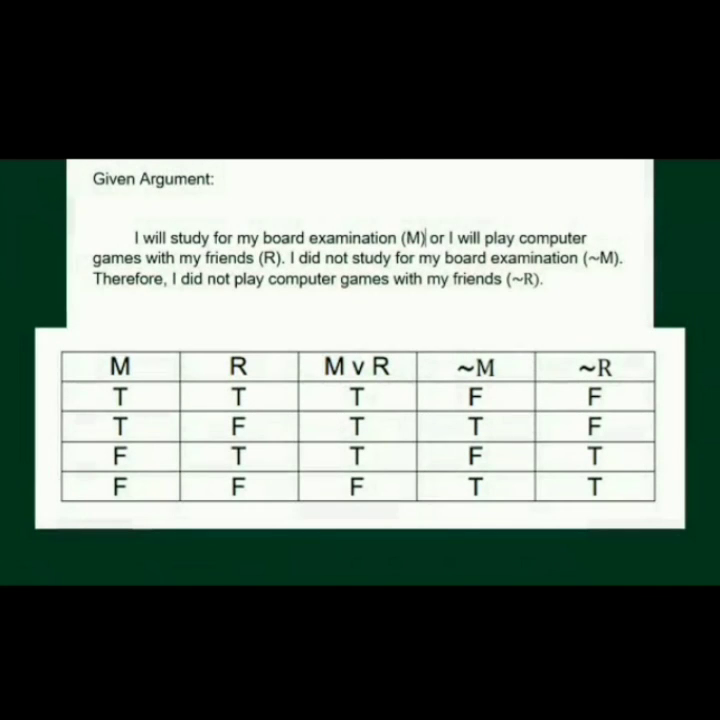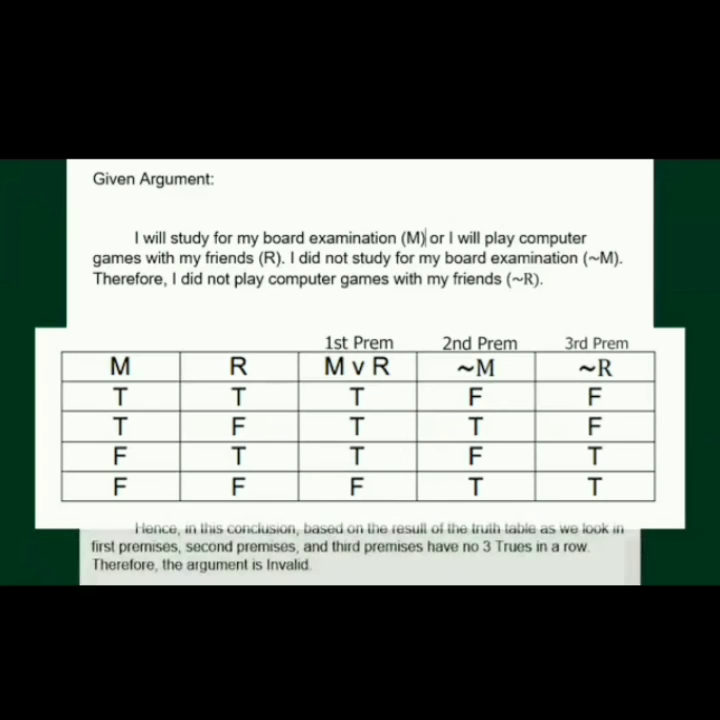Now let's look at the table. The first premise is m disjunction r. The second premise is the negation of m. And the third premise is the negation of r. Variable m has true, true, false, false. Variable r has true, false, true, false. m disjunction r is true, true, true, and false. Negation m is false, false, true, and true. Lastly, negation r has false, true, false, and true.